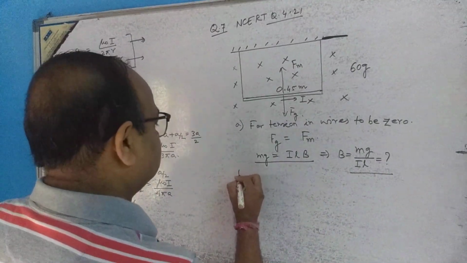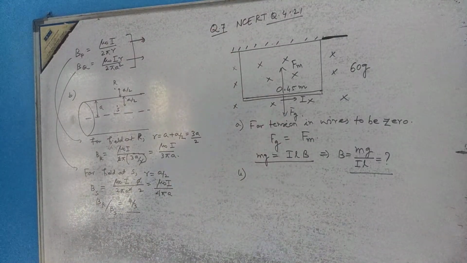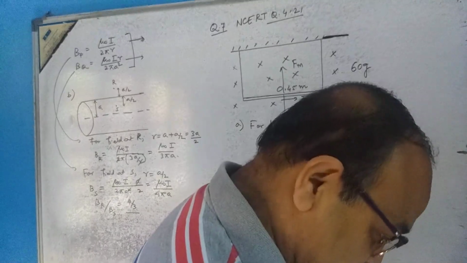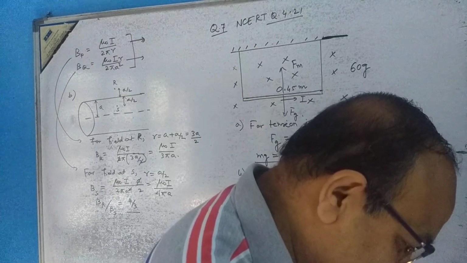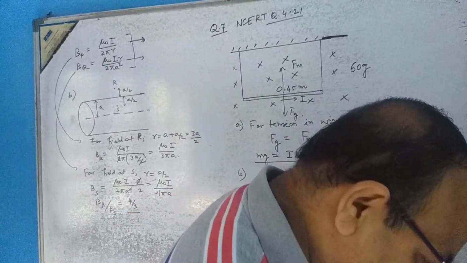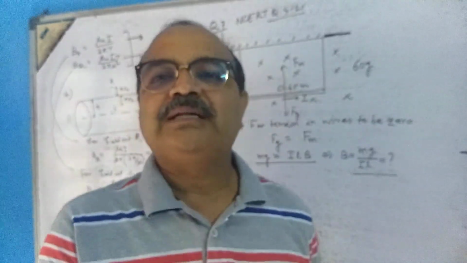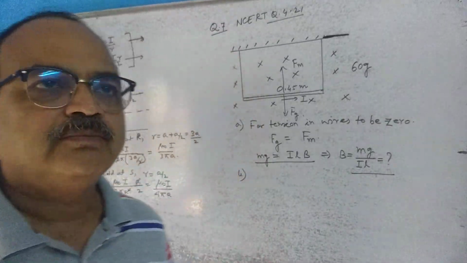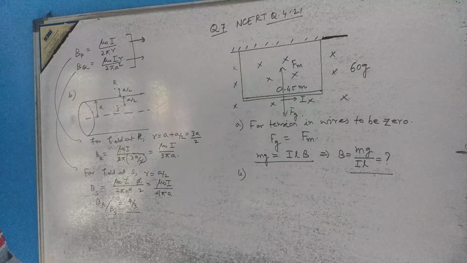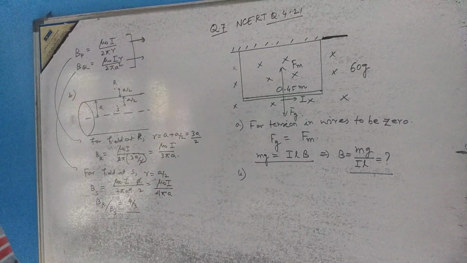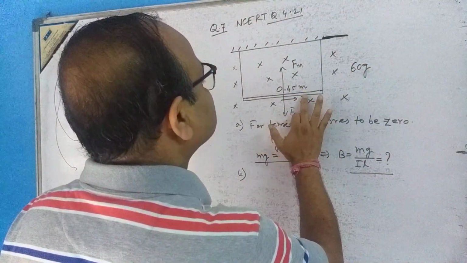Then let us see what it says in the next case. It says, what will be the total tension in the wires if the direction of the current is reversed, keeping the magnetic field same as before? It has been said, don't consider the mass of the wires. Now we are coming to the second part. In the second part, the current is reversed.